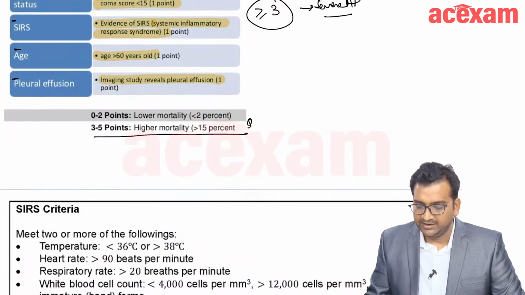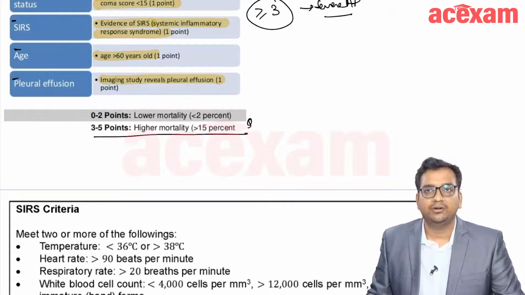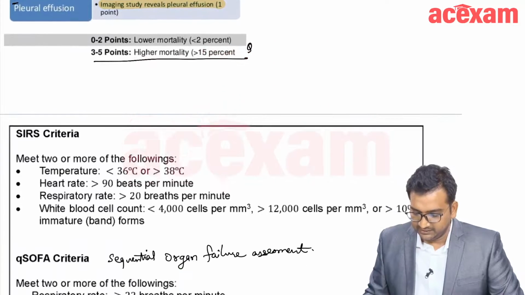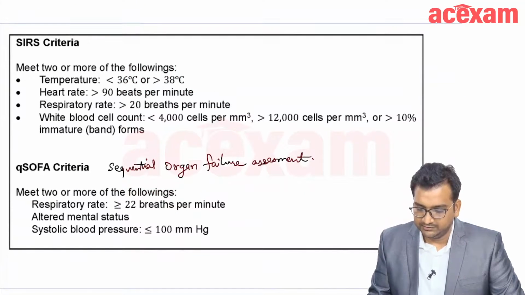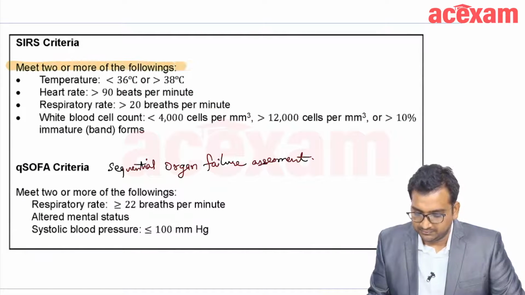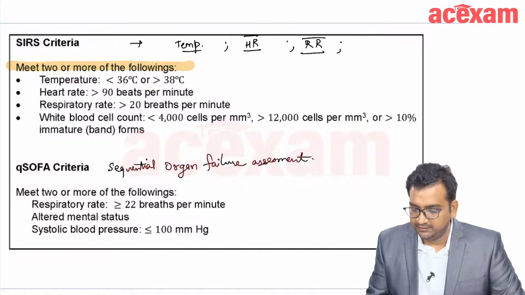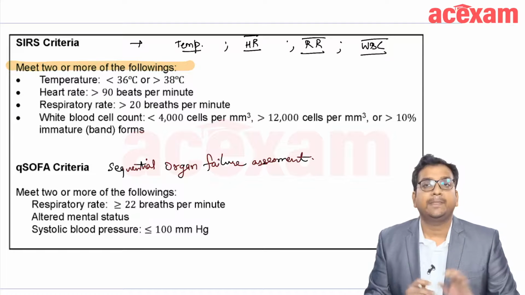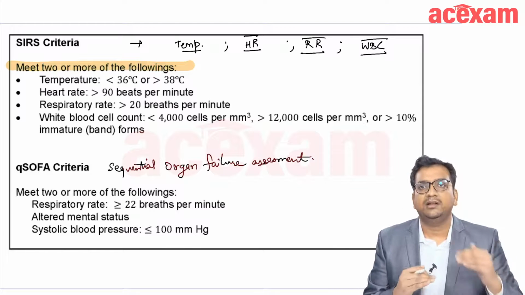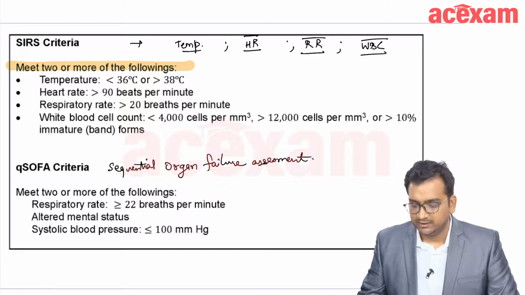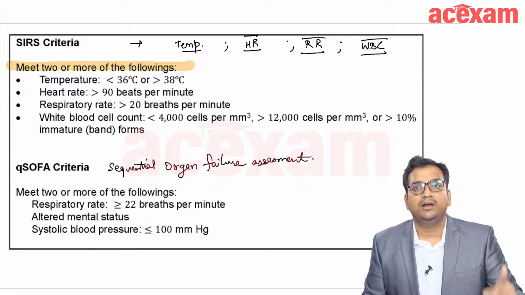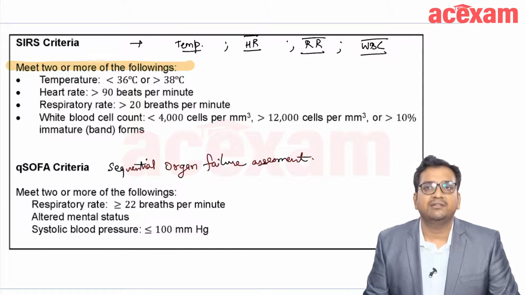Now how can we identify whether the patient is having SIRS or not? So to identify SIRS, there is a criteria. The criteria is this: the points included are temperature, heart rate, respiratory rate, and WBC count. Okay, temperature, heart rate, respiratory rate, and WBC count. If two or more of the following fit into the criteria, then the patient is having SIRS.